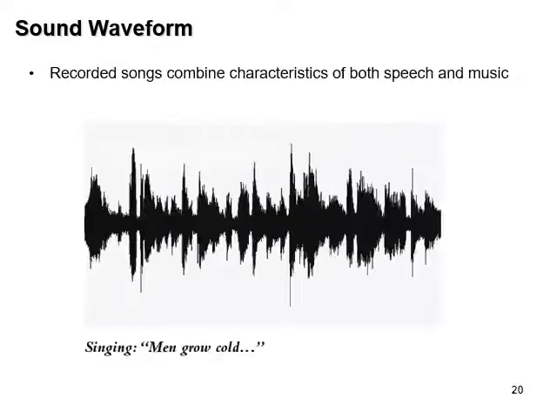Another example is recorded songs. They combine characteristics of both speech, where you have parts where someone is talking and parts that are silent, and music as well. You can see here, because music, when it appears, it will be strong. So it's not like you have talking and then silence as when people talk. No, we have also instruments playing, and this is how a sound waveform would look like.